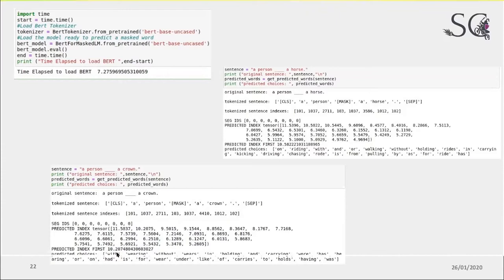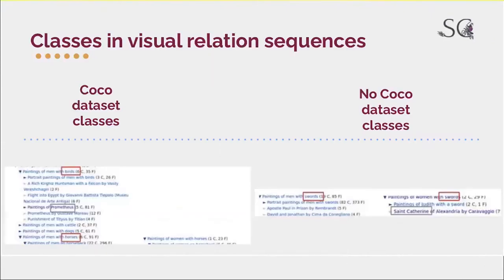And here we have that the most predicted words are with, wearing, and without them. So with and wearing. So a person with a crown or a person wearing.